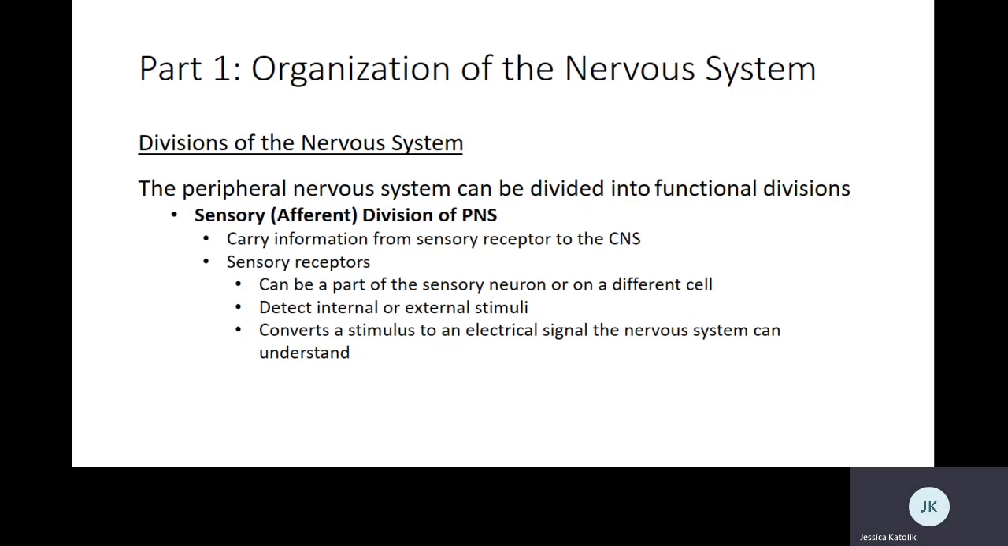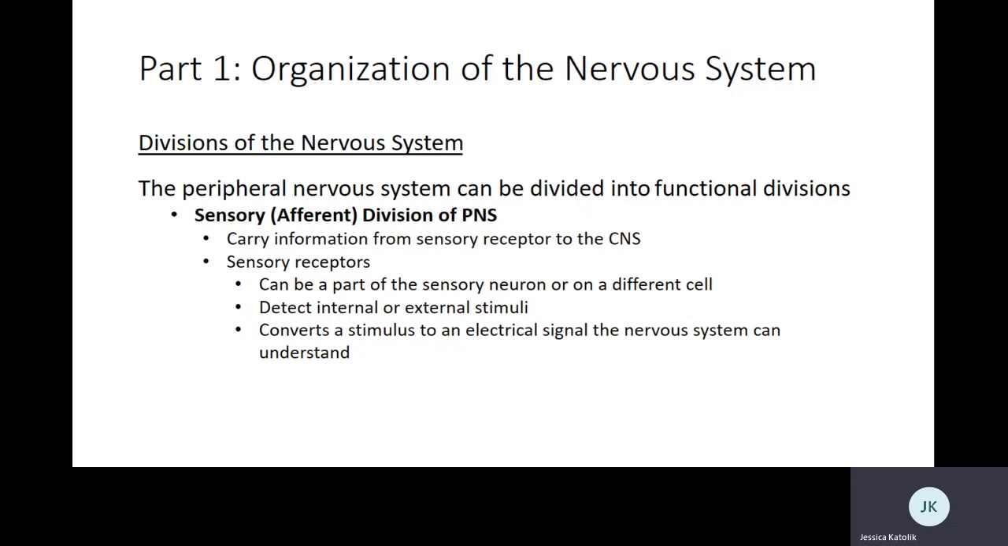The first division that we're going to talk about is going to be the sensory or afferent division of the peripheral nervous system. I always remember A for arrives. Information is arriving to the brain and spinal cord. So if you want to use the term afferent, that's how you can remember that. And again, just as a reminder, the sensory division of the peripheral nervous system is going to carry information from sensory receptors to the central nervous system.